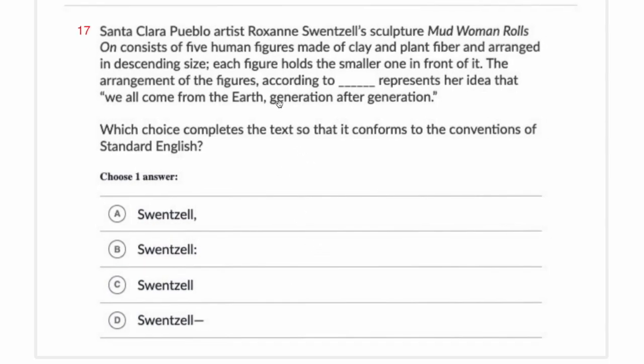17. I'm just going to read the second sentence. The arrangement of the figures, according to so-and-so, represents her idea. Yep, so this is punctuating an interruption. The arrangement of the figures represents her idea. So, according to Swentzel, that's a little interruption. And so since it starts with a comma, we end it with a comma.